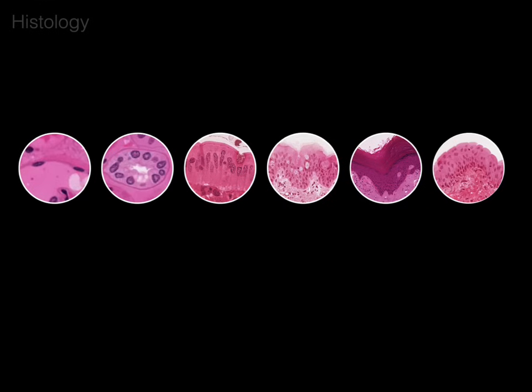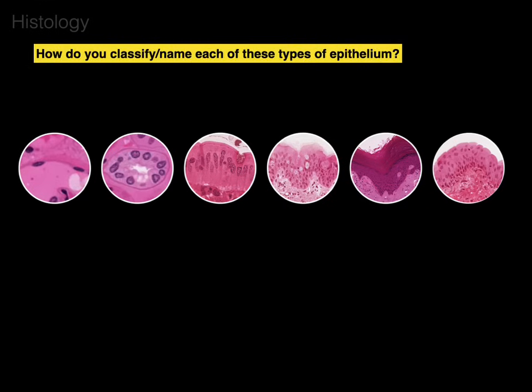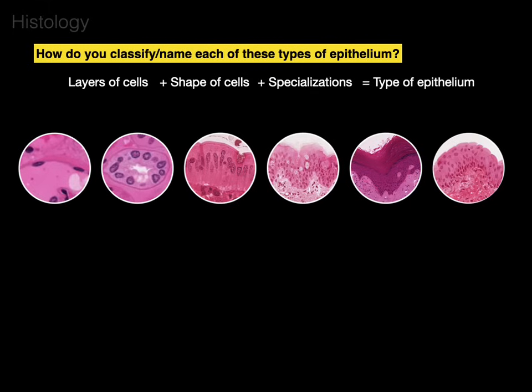There's epithelium. All right, now, how do you classify or name each of these types of epithelia? So there's epithelium as an overall tissue, but there are different flavors of epithelium. And so we do it by describing the layers of cells, the shape of the cells, and specialization, and that gives us the type of epithelium. All right, so let's first talk about layers of cells.